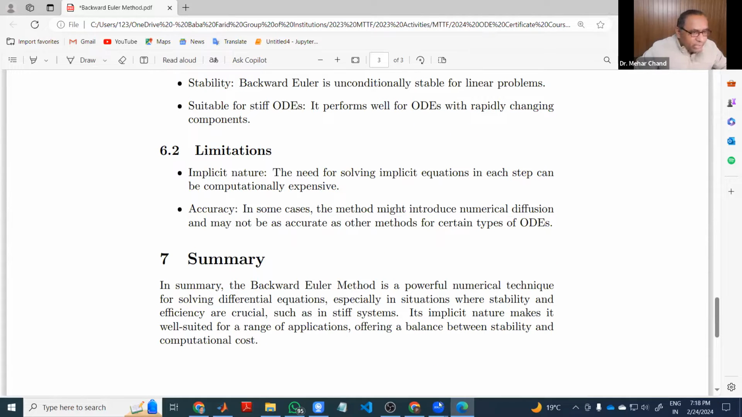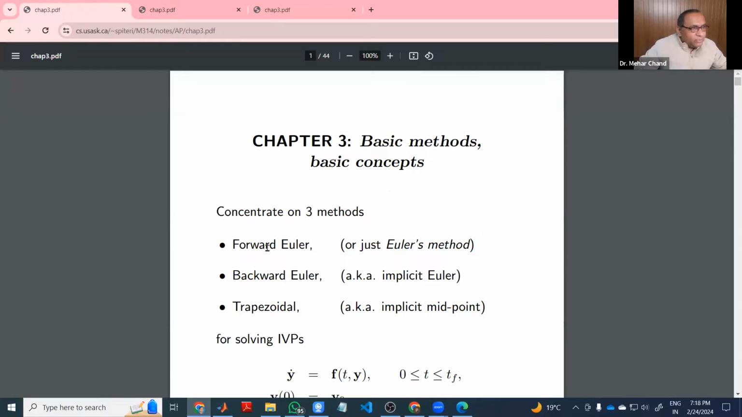One more thing which I want to explain before starting this method. Here is one more file. Yes, see here. The forward Euler is just the Euler's method which we have already discussed, and the backward Euler is implicit, also known as implicit Euler.